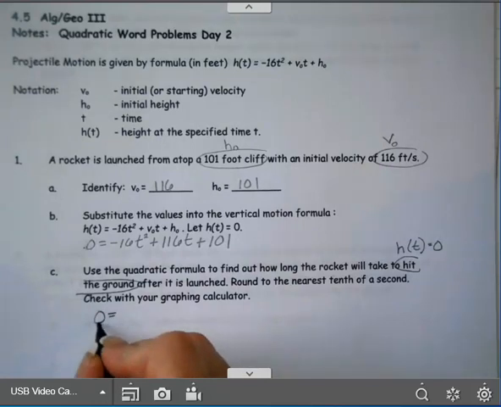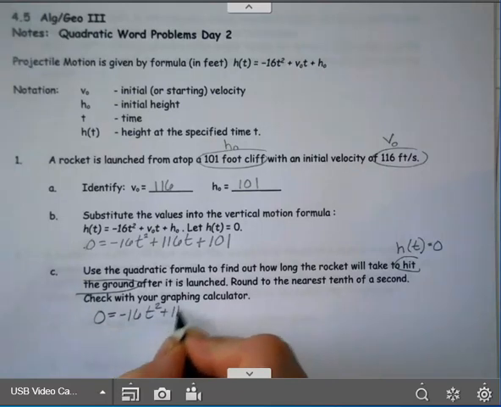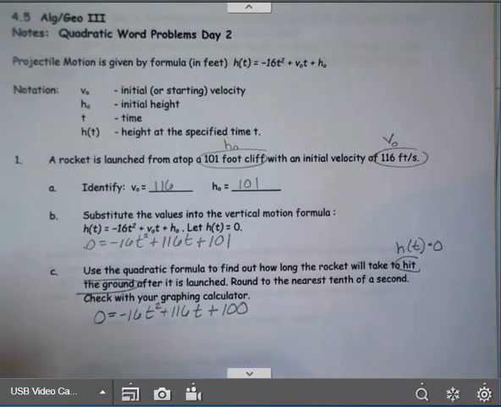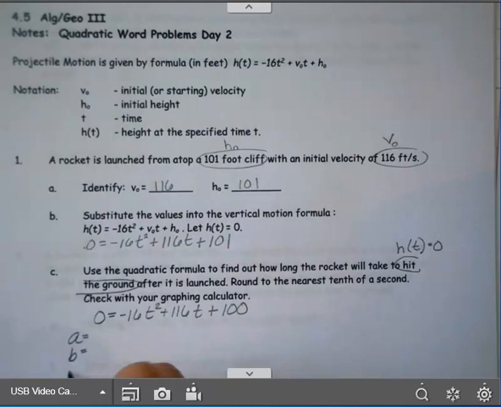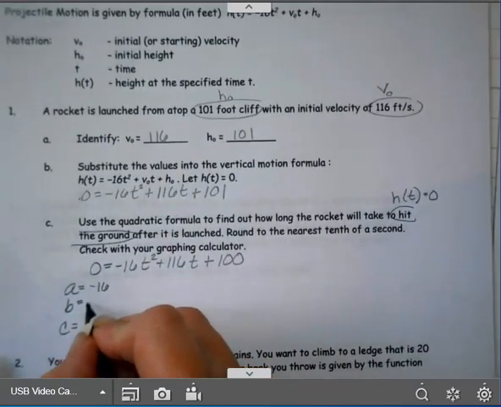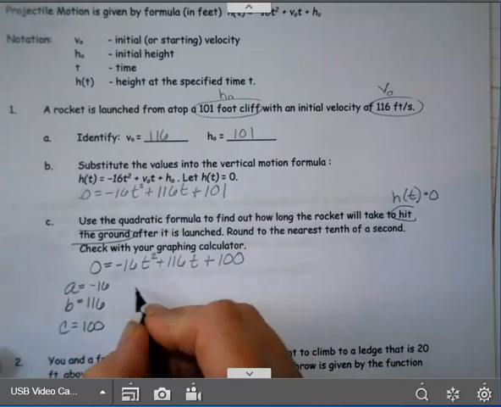So h of t is 0. And that is equal then to the negative 16 t squared plus 116t plus h naught, which we wrote above. And now we're going to use our a, b, and c values and plug them in the quadratic formula. This would not factor, and I couldn't use the square root property on it. A is negative 16, B is 116, and C is 100. And plugging those in, instead of using x, they did use t, so we'll just use t here.